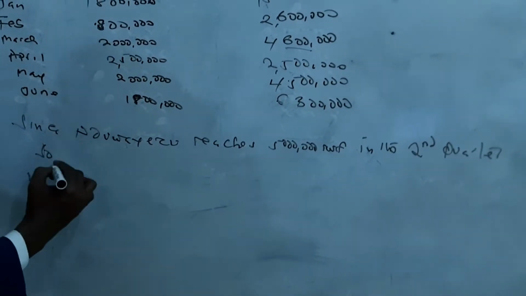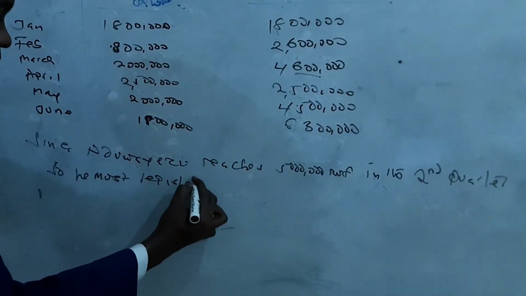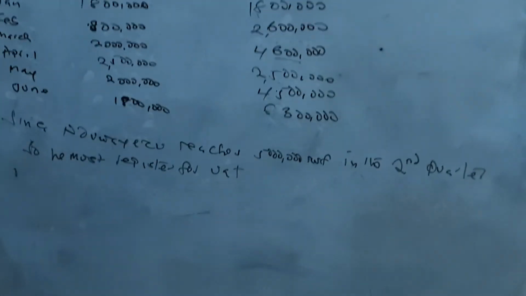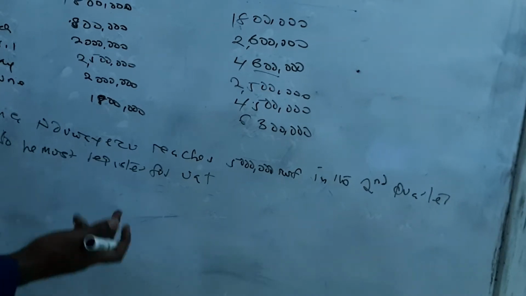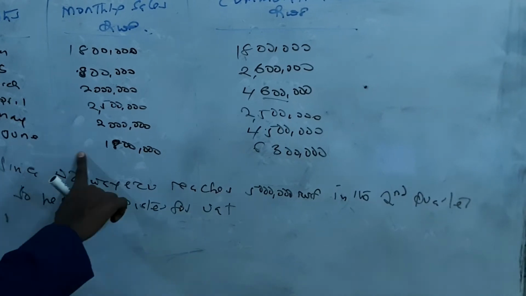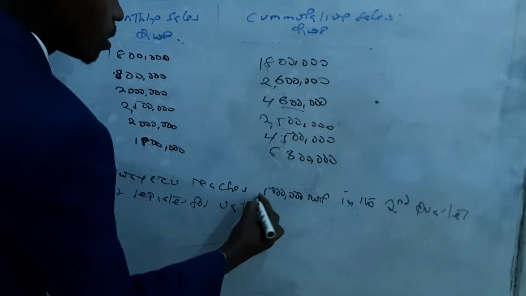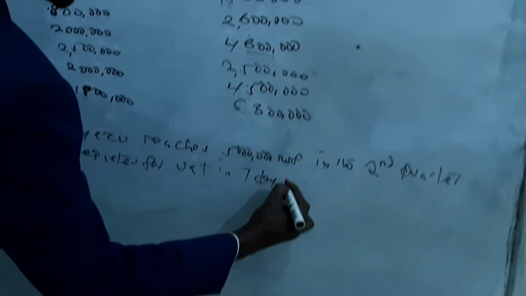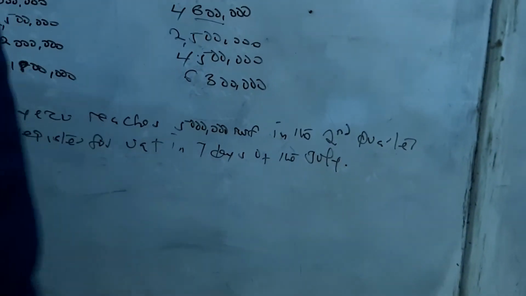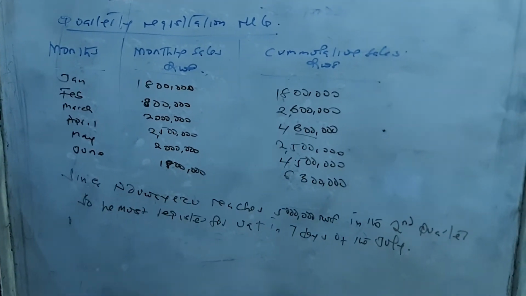He must register for VAT and become a VAT taxpayer within 7 days of the month of July, because here we are in June, and you have to do it within 7 days of the next month. So in the 7 days of July. That marks the end of the quarterly registration rule.